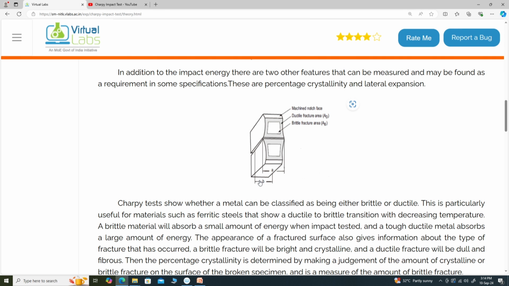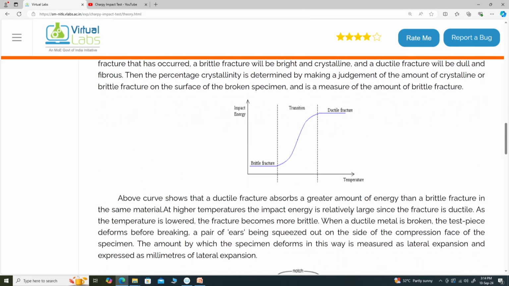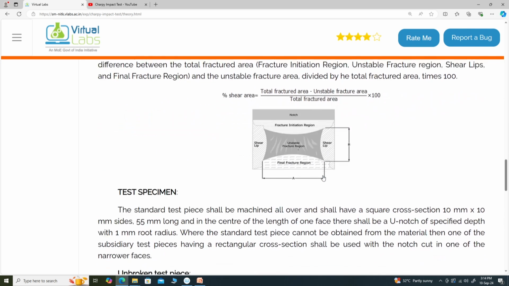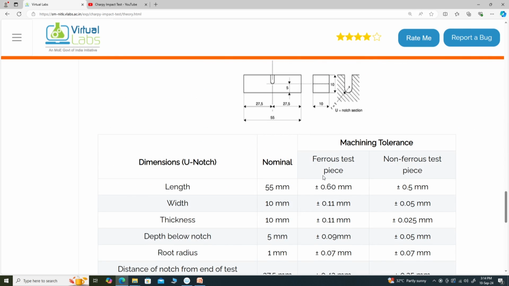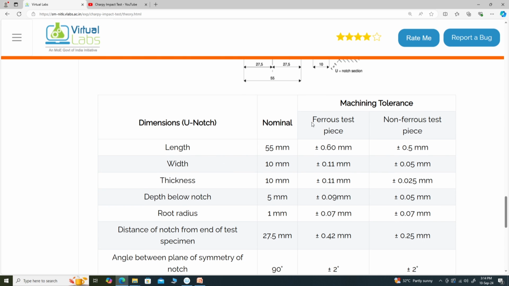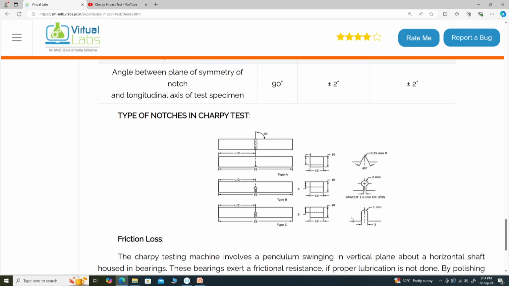When we look at the cross section of the breakage, this is brittle fracture and ductile fracture, and the transition between them, the impact energy. This is the plot that we have gotten, and the notch is 10 mm, and lateral contraction is just like this. So we can calculate the shear area, and this is the notch section. These are the nominal dimensions of the specimen. Length is 55 mm, width is 10 mm, thickness is 10 mm, and we have also been given the machining tolerances here, that is, these are permitted.